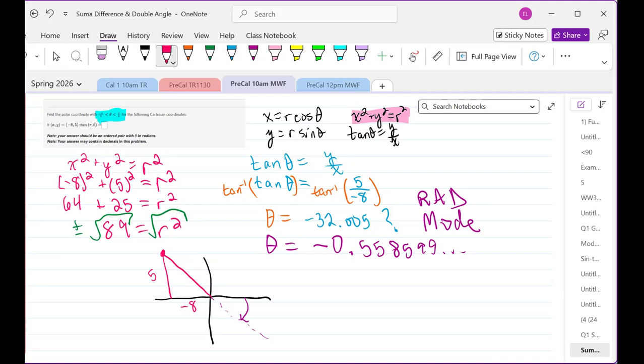So with my angle where it is right now, if I picked a positive radius, I would move forward into quadrant 4. But that's not where my point is. My point is backwards in quadrant 2. So our r theta point has to use the negative square root of 89. And then that negative decimal we got.